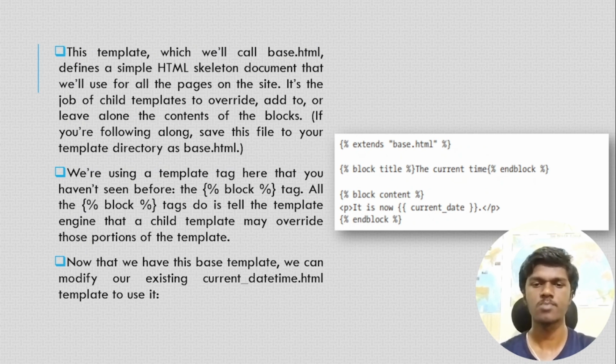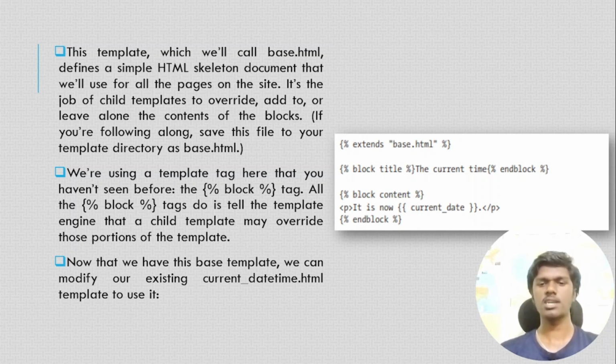This template, which we will call base.html, defines a simple HTML skeleton document that we'll use for all the pages on the site. It's the job of the child templates to override or leave alone the contents of the blocks. If you are following along, save this file to your template directory as base.html. We are using a template tag here that you haven't seen before: the {% block %} tag.